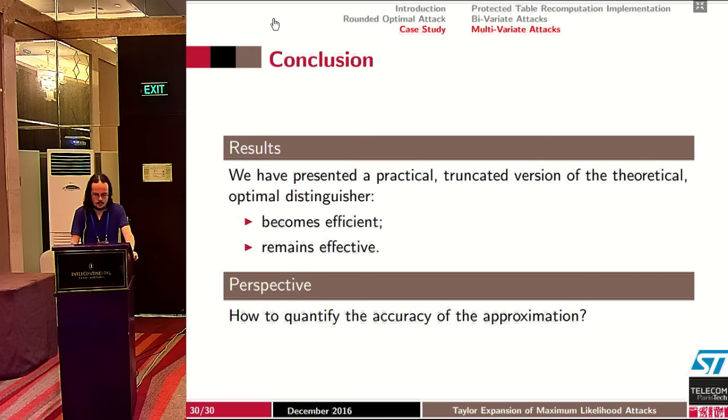So as a conclusion, we have shown in this presentation a new attack, which is a truncated version of the theoretical optimal distinguisher, which becomes efficient. This means that now the attacker can compute this attack, and it remains effective. Indeed, in the case of the shuffle table recomputation, this attack is always better than the attack of the state of the art. Now the question that arises is how to quantify the accuracy of the approximation.